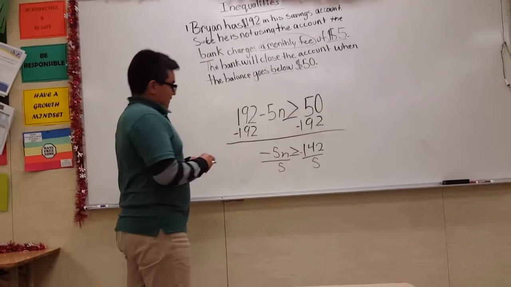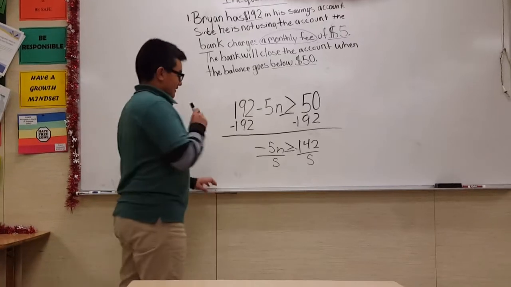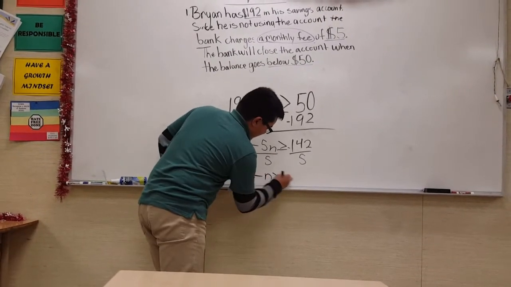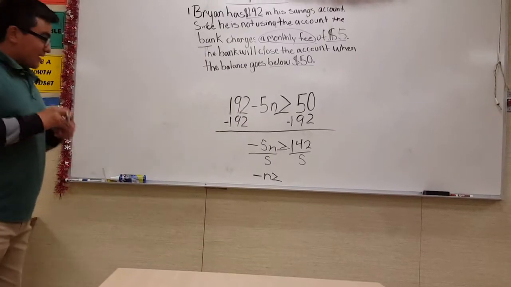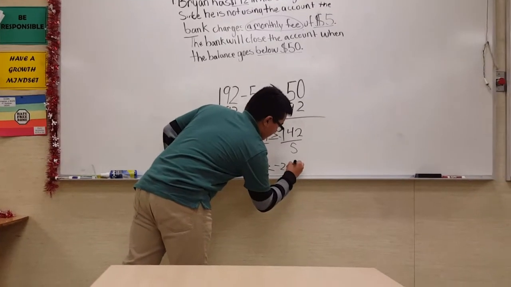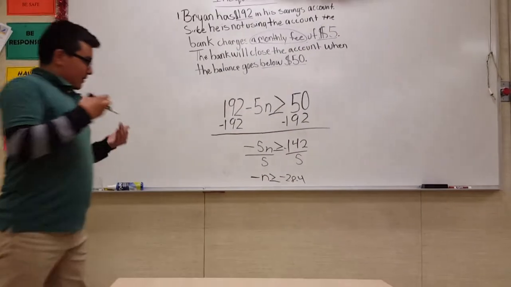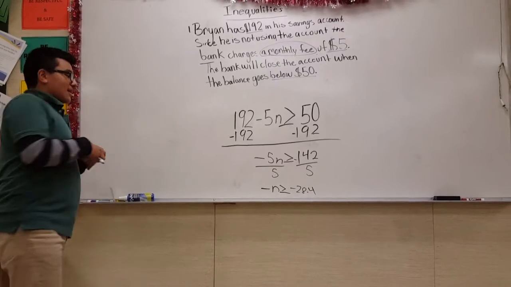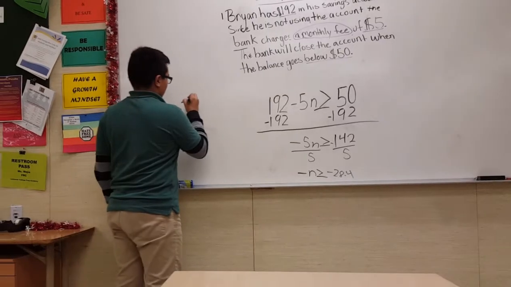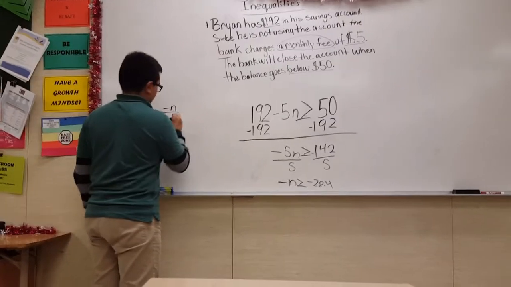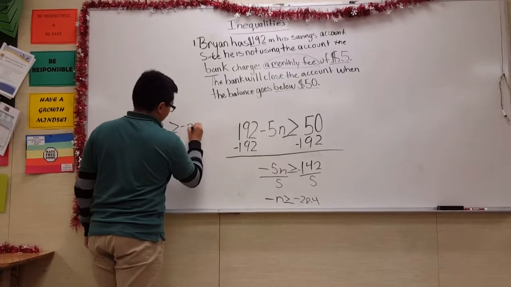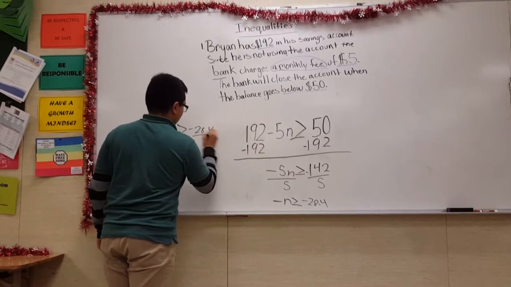Okay, so for this side of the inequality, this will just be negative n. And the other side is going to be negative 28.4. Now, a negative variable is usually not allowed for these problems. So what we're going to do is divide negative n by negative 1. And the same for negative 28.4 divided by negative 1.